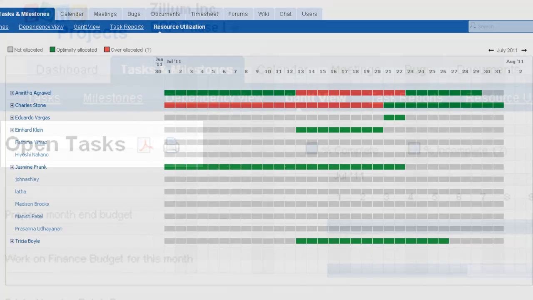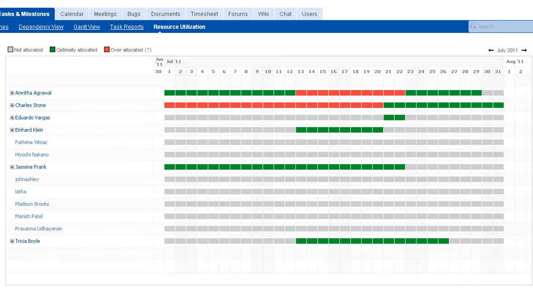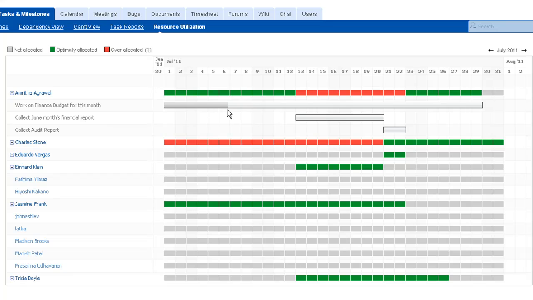The resource utilization chart allows the portal owner and the admin to know whether the project members are optimally allocated or over-allocated or left out without any task, which will be very helpful in managing resources efficiently.